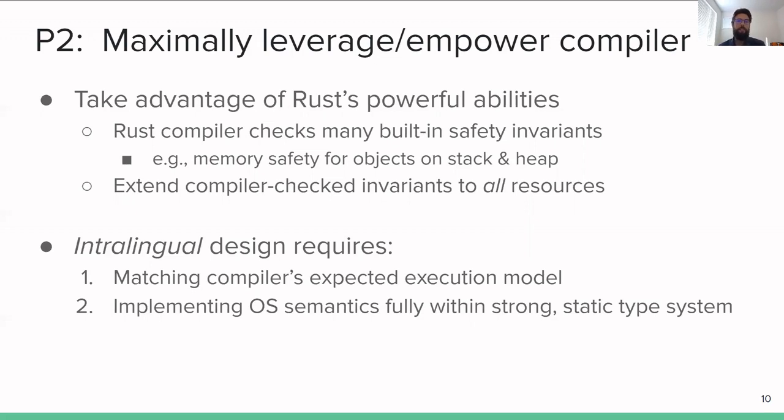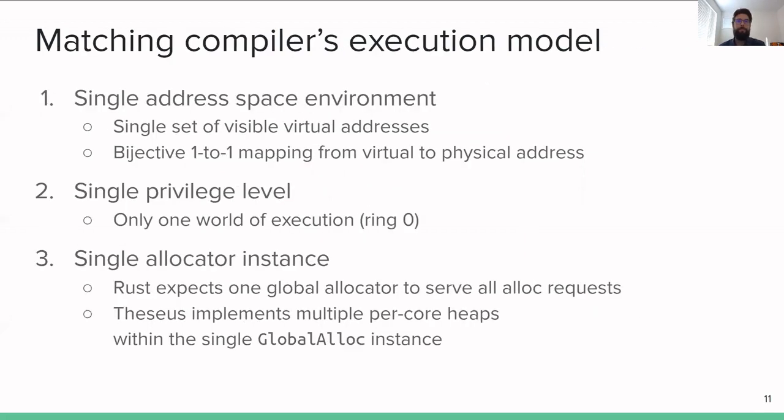Intralingual design can be broken into two parts. First, matching the OS's execution model to what the compiler expects, and second, using existing language-level mechanisms to implement OS functionality and express the semantics of resources within the strong static type system. First, most compilers expect their output to become part of an executable that runs in one address space and privilege level, such as a program in a user space process.